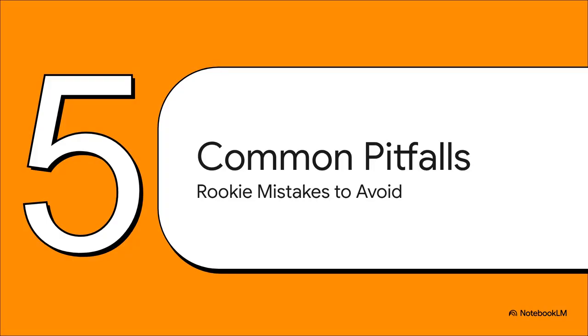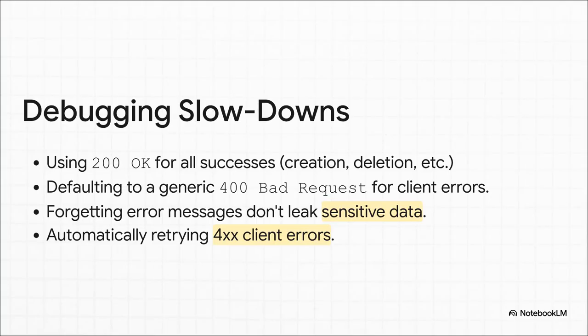Okay, now that you're thinking like a pro, let's quickly cover the common traps that trip up everyone else, because knowing what not to do is just as important. These right here are the big 4 rookie mistakes. Being lazy and just using 200 for all success codes. Using a generic 400 for every type of client error. Forgetting to check for data leaks in your error messages. And of course, the big one we just talked about, automatically retrying 4xx errors. Avoid these, and you will be debugging at lightning speed.